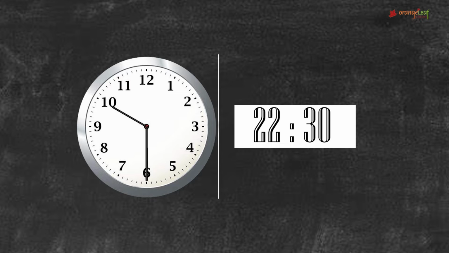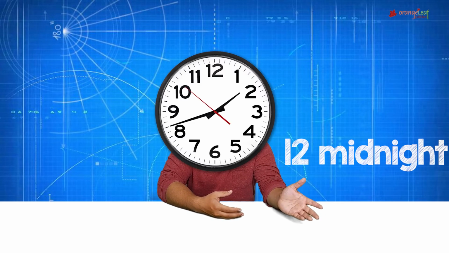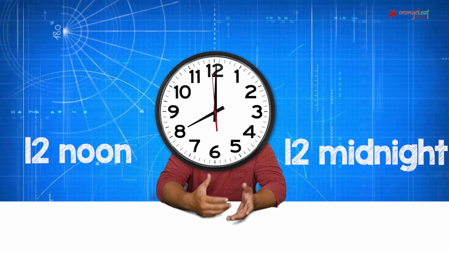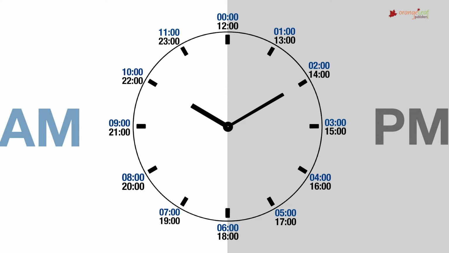A 12-hour clock shows the same time twice a day, and we use AM or PM to tell whether it is day or night. So, in a 12-hour clock, we measure the day from 12 midnight to 12 noon to 12 midnight. But in a 24-hour clock, we measure the day from 0 hours to 12 hours to 24 hours.